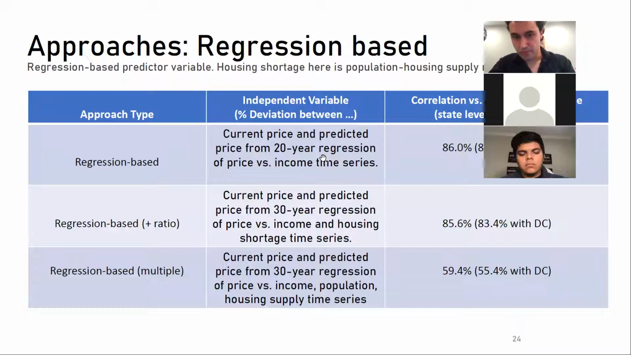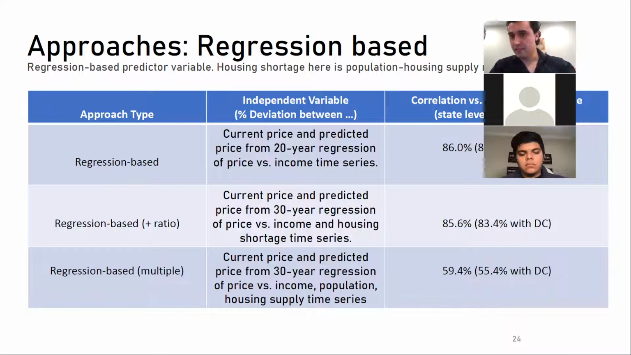And then the regression-based approach, the simple regression-based approach: you take the price time series, you take the income time series, and you do a regression on them. One can try more advanced regressions, but the reality is the relationships between these variables are fairly linear. So linear regression does the job, it seems. Here, a 20-year regression of price and income time series gives 86% correlation.